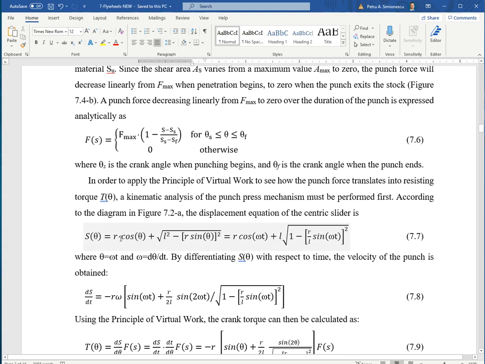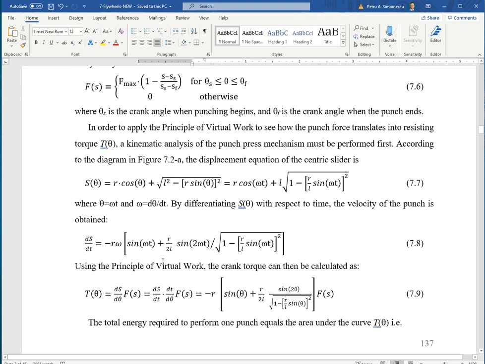You're not going to use these equations. Crank angle, crank length, connecting rod length, and then the relationship between theta and omega. Velocity times time gives you displacement, like in linear motion. And then we take the time derivative of displacement of the punch to get the speed, the velocity of the punch, s dot or ds over dt.